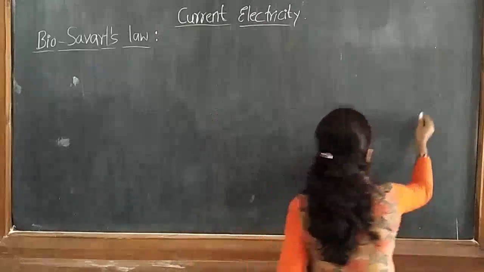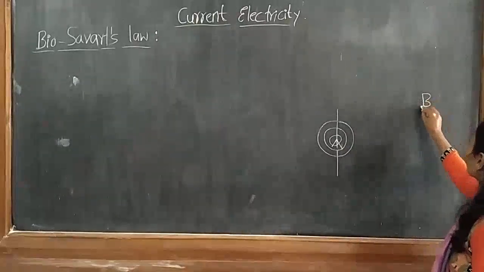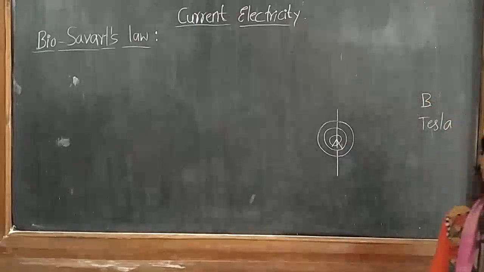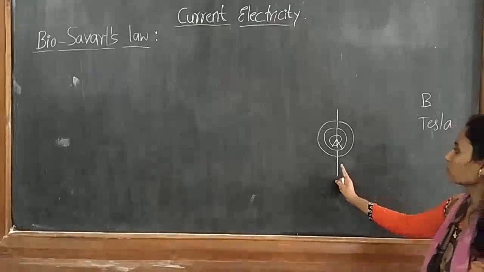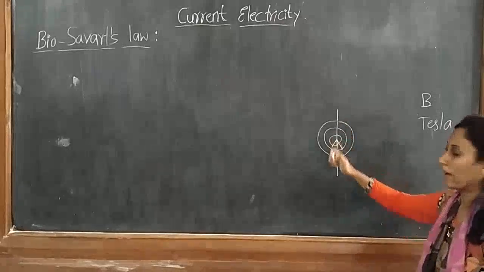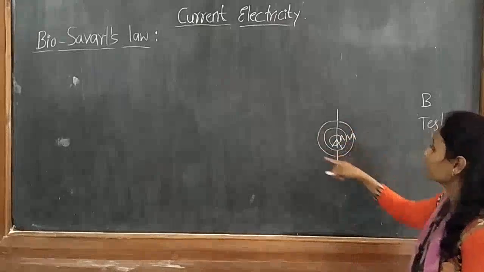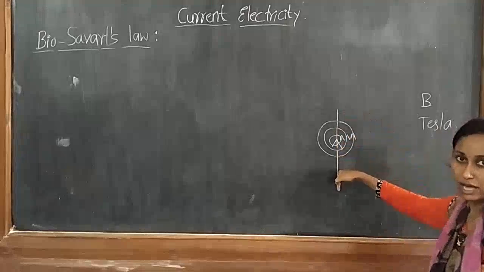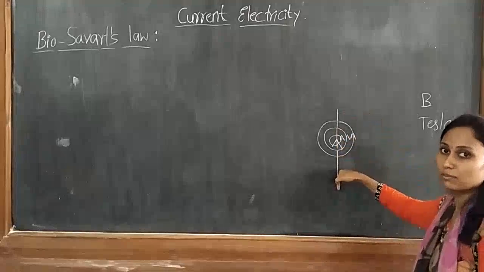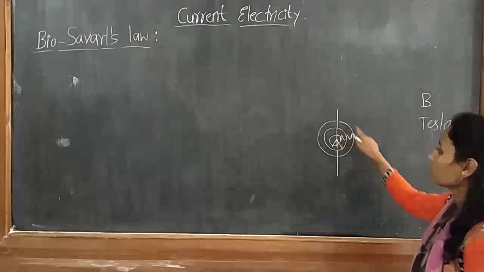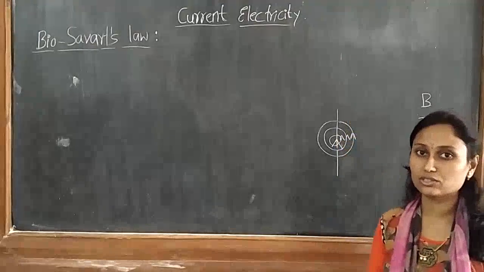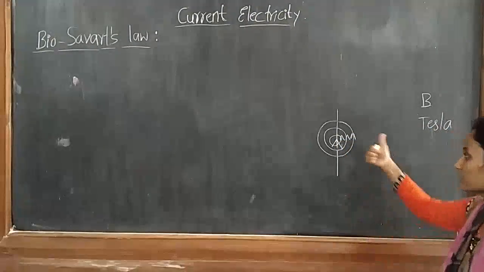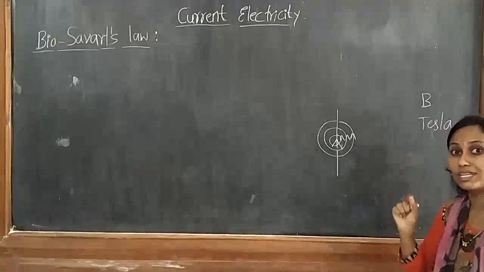Now as we know, the magnetic field we will denote by the letter B, and its unit is Tesla. So when current is flowing in the upward direction, it is producing the magnetic field whose direction will be anti-clockwise. At the same time, when current is flowing in the downward direction in the wire, it is also producing the magnetic field and its direction will be clockwise. So from this we got the direction of the magnetic field from the Maxwell right hand thumb rule. By using the Maxwell right hand thumb rule, we got only the direction.